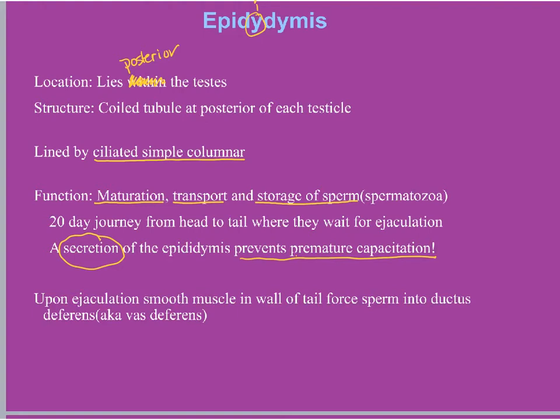When those sperm are ejaculated, there's smooth muscle in the tail of the epididymis that's going to force the sperm up and out of the epididymis into the next structure, which is called the vas deferens or the ductus deferens.